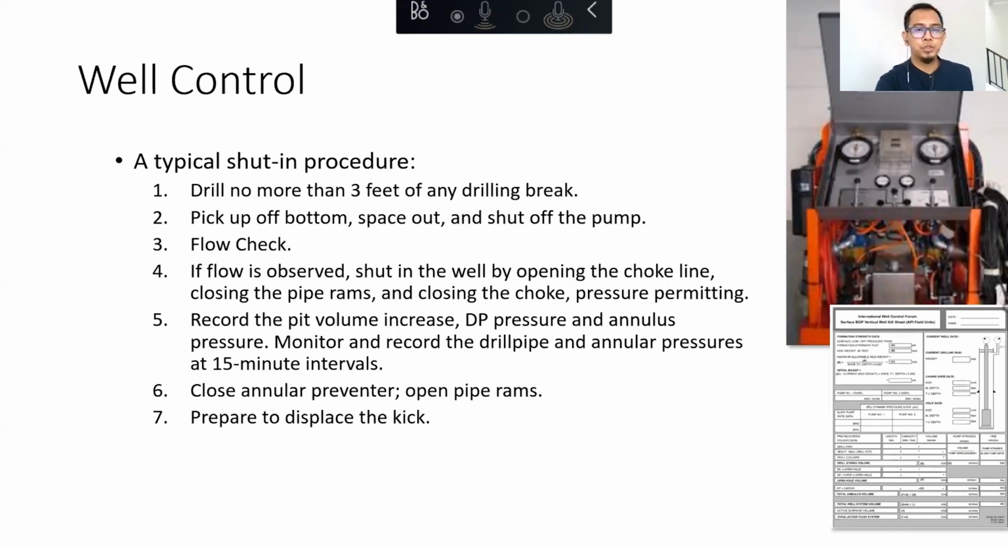Monitor the well. And in monitoring the well, you need to check the drill pipe pressure until it is in equilibrium. It's rarely a straight line, but once you are in the oil field, you know the feel of whether it's already in equilibrium or not. And then shut in the annular and open the pipe rams. Prepare to displace the kick by means of the annular preventer.